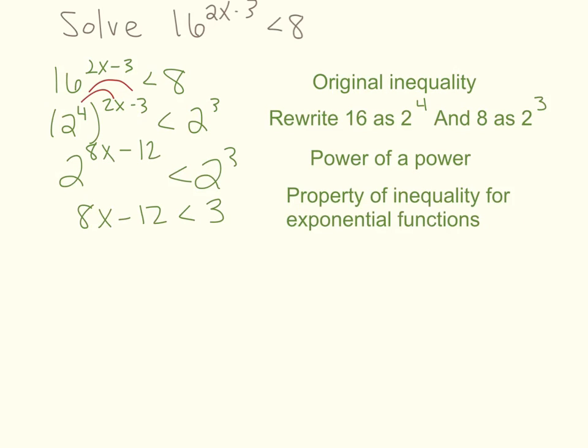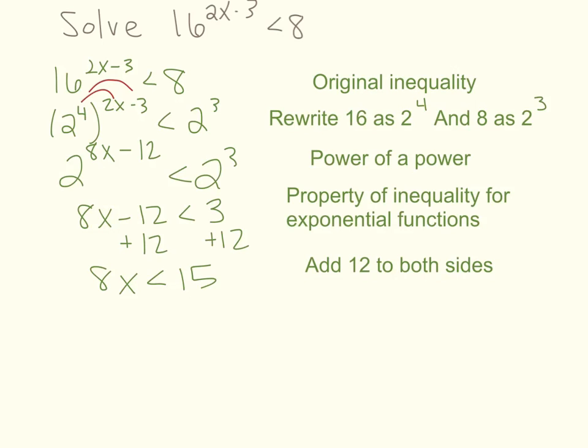Now this is just a 2-step inequality that we have to solve just like we would if it was an equal sign in there. Okay, so what we need to do is we need to get the x's by themselves, correct? So we need to get rid of this 12 right here. And how do we undo a minus 12? Well, we add 12. So we add 12 to both sides. We're left with 8x is less than 15. Reason being, we added 12 to both sides. Awesome.